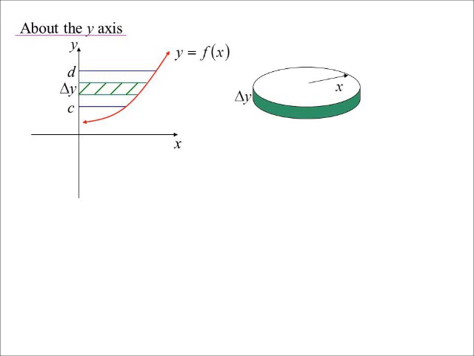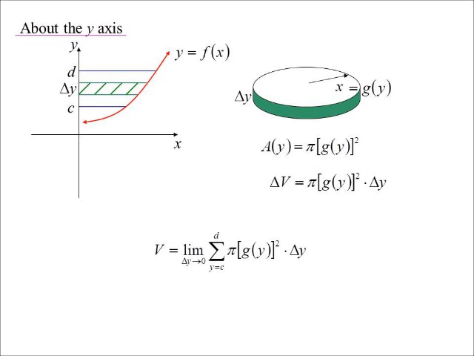The radius, though, is x, so I need to rearrange my function. At the moment, it has y as the subject. I need to make x the subject. So I'd rearrange it, and x would be some other function of y, g(y). And so the area of that cross-sectional face of the cylinder would be pi times g(y) squared. And so the change in the volume would be that times the change in y. And now I'd be summing up all those slices from c to d. And that will become our integral that we go and solve.